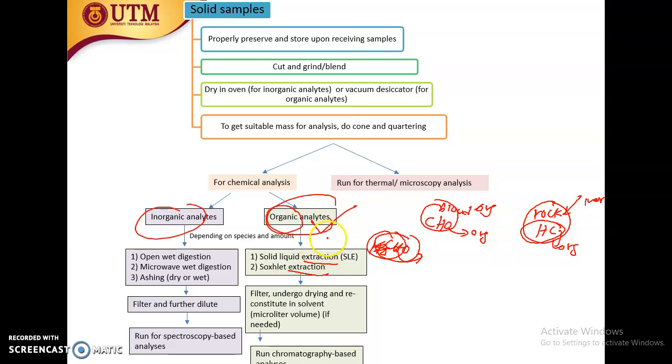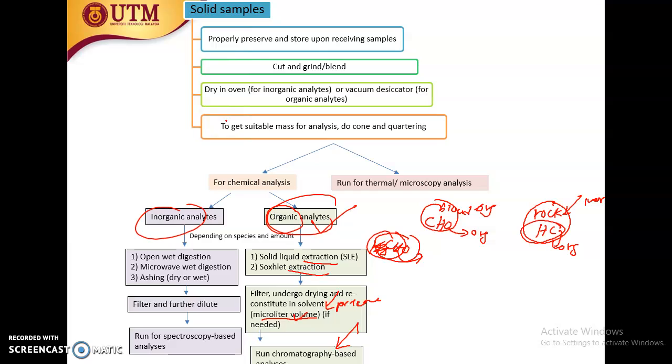Hydrocarbon is still organic. So after you do extraction, you go filtration and reconstitute into microliter volume, because usually instruments for organic analyte require only microliter. So here you get a very good pre-concentration part. Later we will go one by one on these methods. This is the summary. Then you run the chromatography.